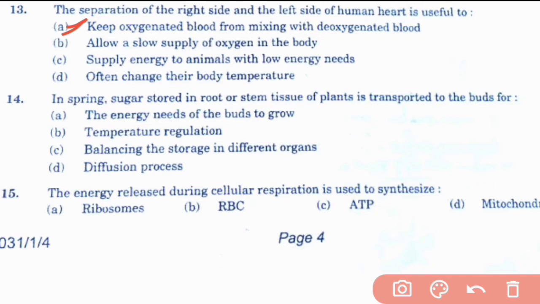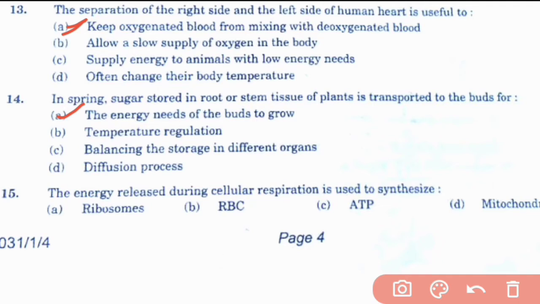Next question, that is question number 14. In spring, sugar stored in root or stem tissues of plant is transported to the buds for, option number A, the energy needs of the bud to grow. Option number B, temperature regulation. Option number C, balancing of the storage in different organs. Option number D, diffusion process. So the right answer is the energy needed for the buds to grow.